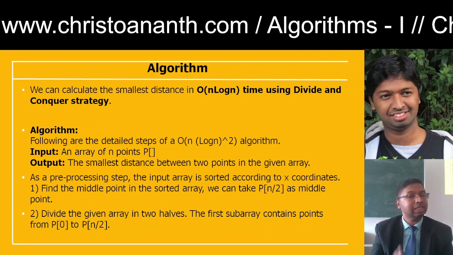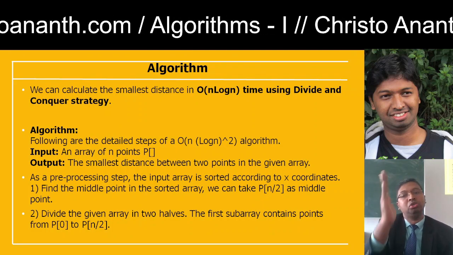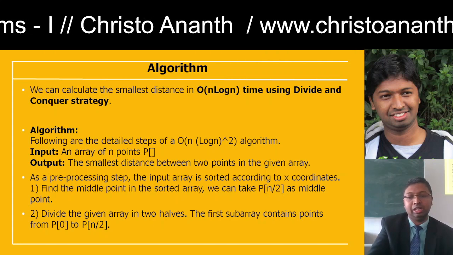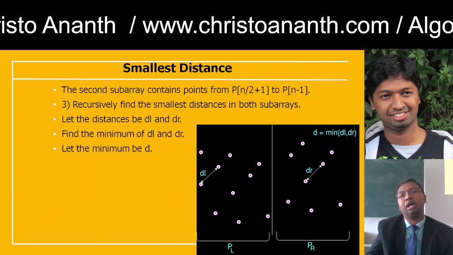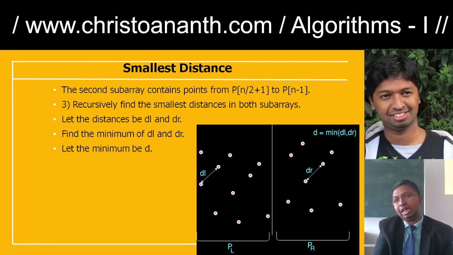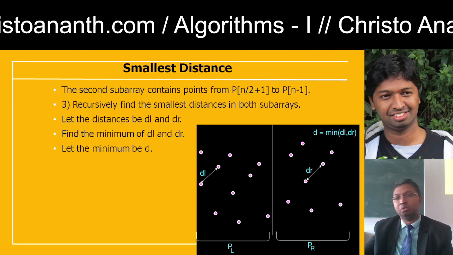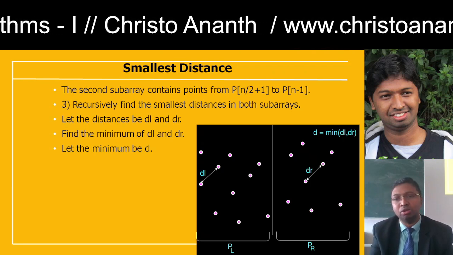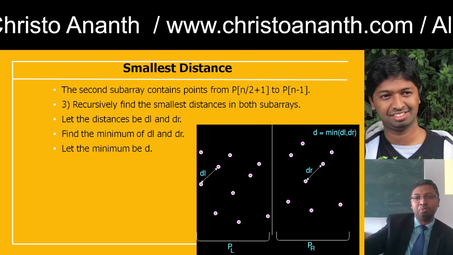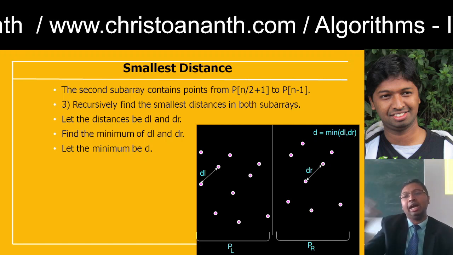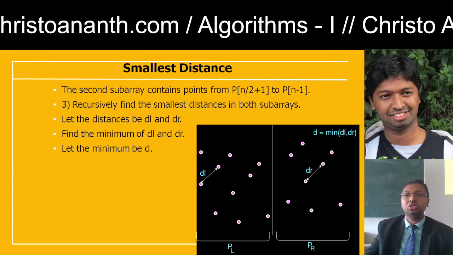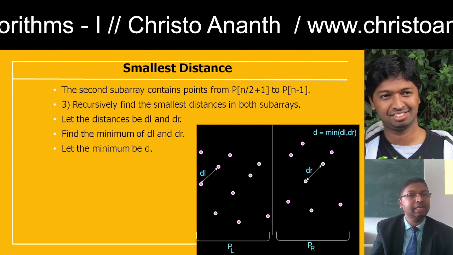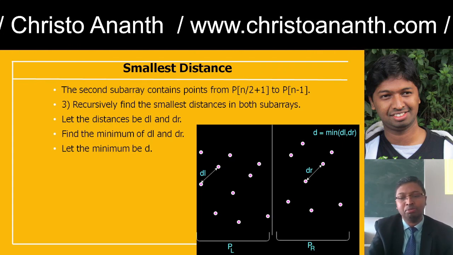In this given array you are going to divide into 2 halves. The first sub array will have the points from 0 to n/2, and the second sub array will have n/2 plus 1 to n minus 1. You have to find the smallest distance in both sub arrays: dl for the left part and dr for the right part. The distance is the minimum of dl and dr; let us call that minimum d.